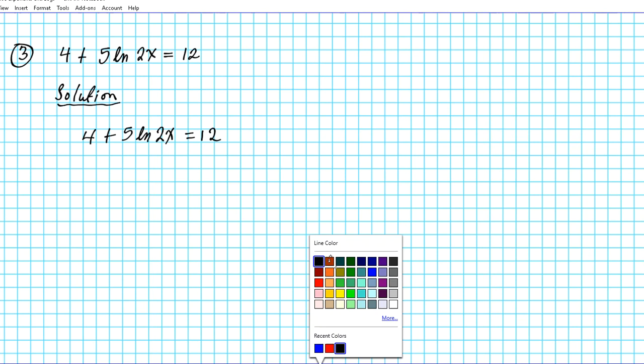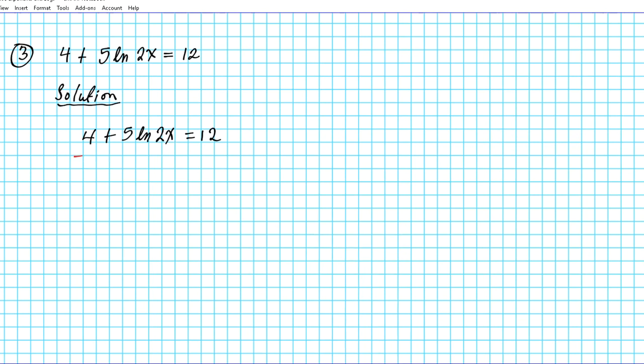Alright, let's take a look at question 3. Now for question 3, let's say we want to solve the log equation, 4 plus 5 times the natural logarithm of 2x equals 12. So let's go ahead and solve this log equation. So we have 4 plus 5 ln 2x equals 12. The goal here is to isolate the term with the logarithmic component and then eliminate the log to isolate the variable. So first things first, let's move the 4 over to the left side.